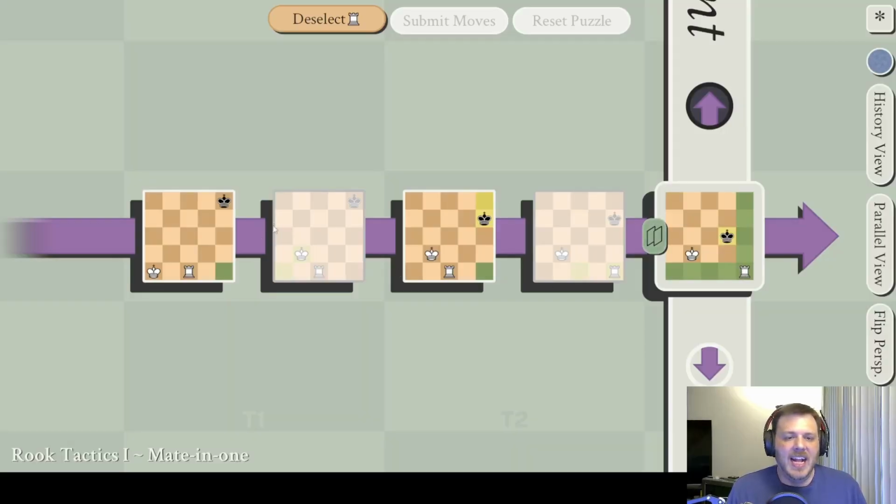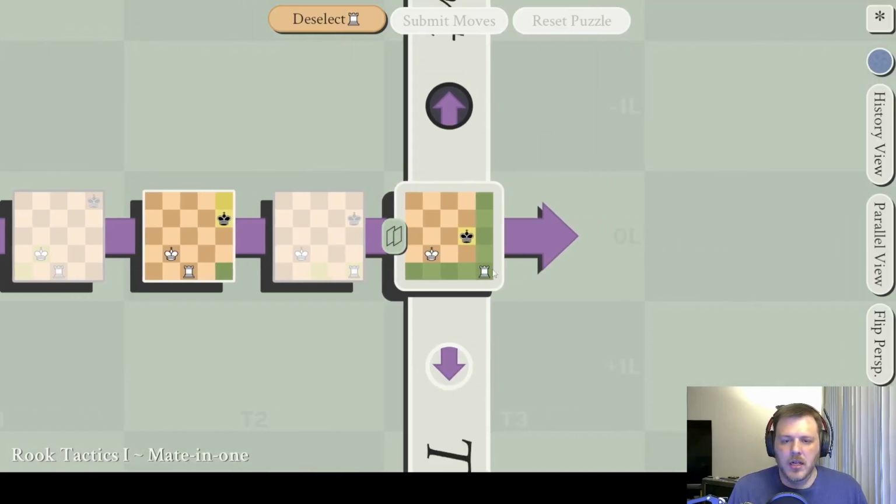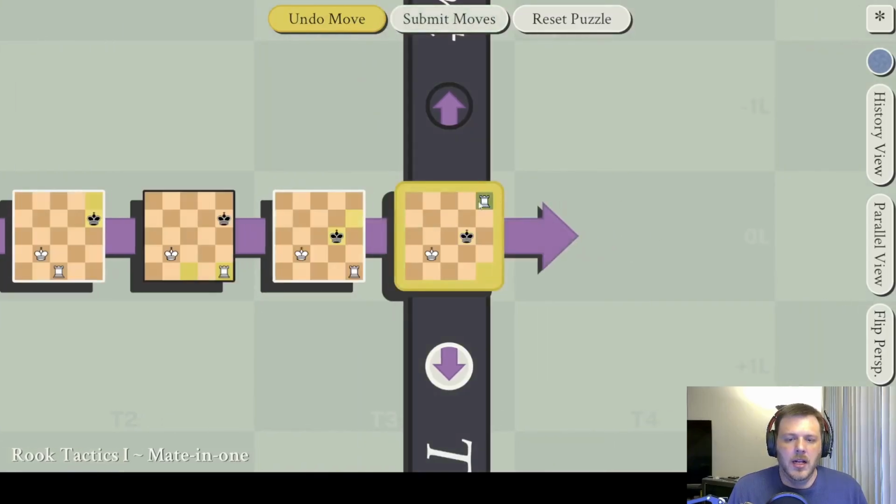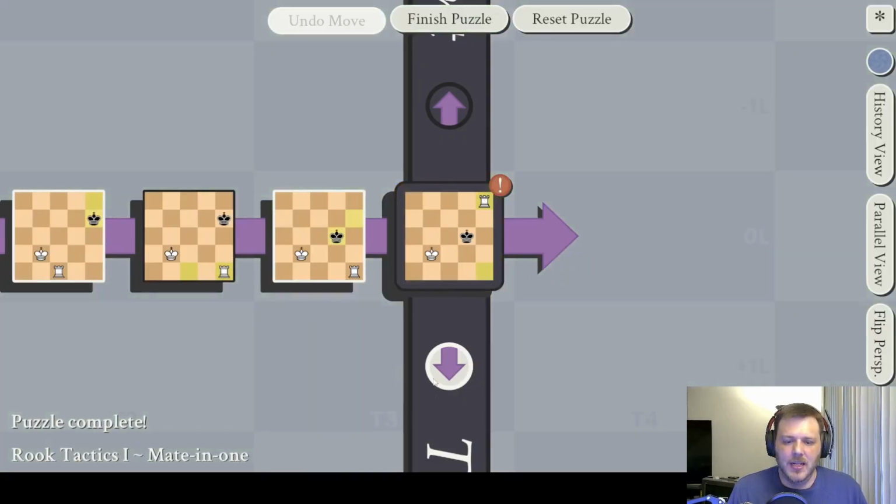So, I think the key here is the king is on this square for these 2 turns. So, if I place the rook here, it will be checking the square it's sitting on. So let's submit that.